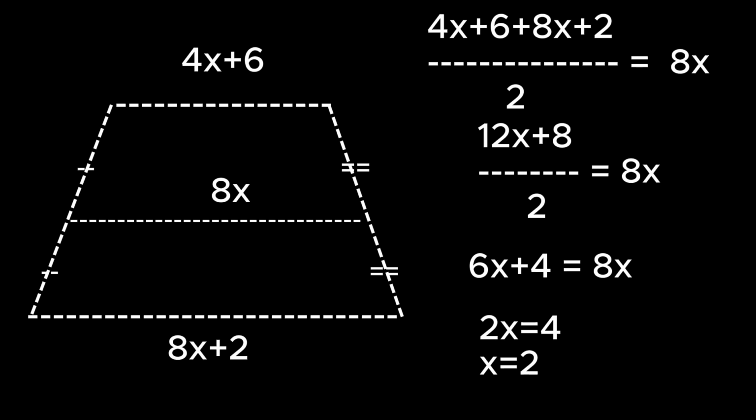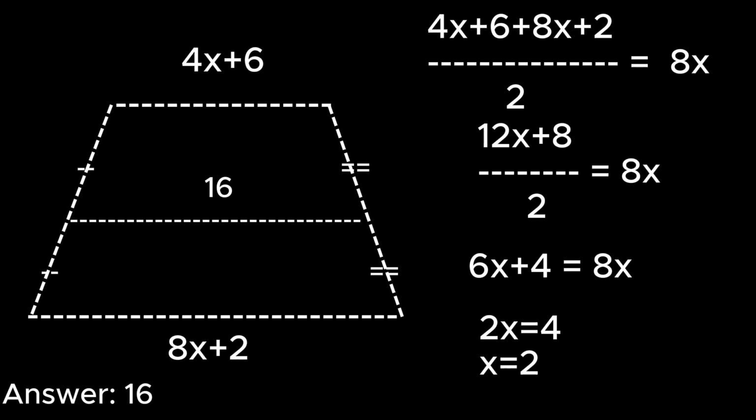Now, we're not done yet. We need to find the length of the median. So we plug the 2 back into 8x, and then we get the median equals 16. That's the length of the median. And we can always check our work. If you're ever unsure, you should always check your work.